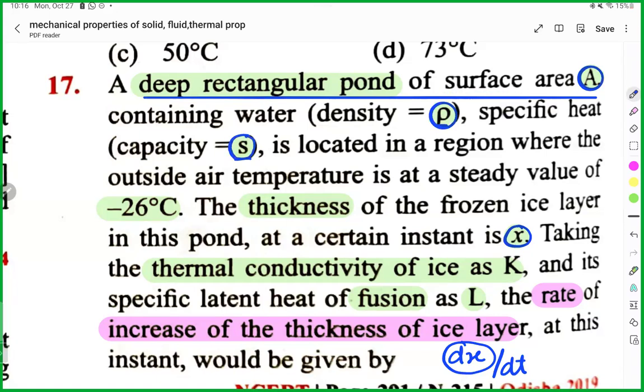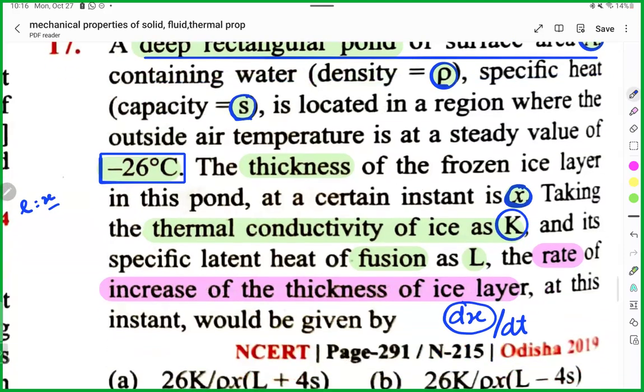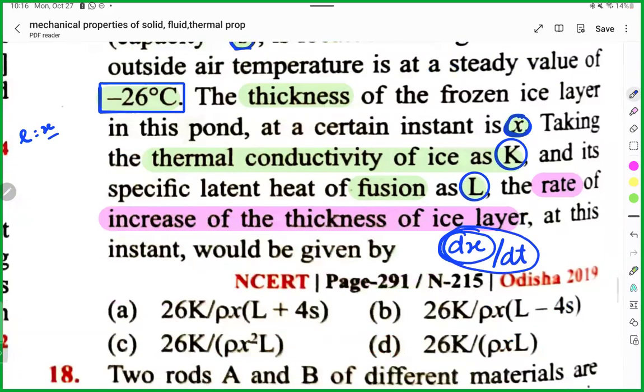Located where the outside temperature is minus 26 degrees Celsius. Thickness of the frozen ice layer. You know, ice is present at 0 degrees Celsius, right? Thickness of the frozen layer is x, so length is equal to thickness is equal to x. Taking thermal conductivity K and specific latent heat of fusion L, you have to calculate the rate dx by dt, and these are the options given for you.